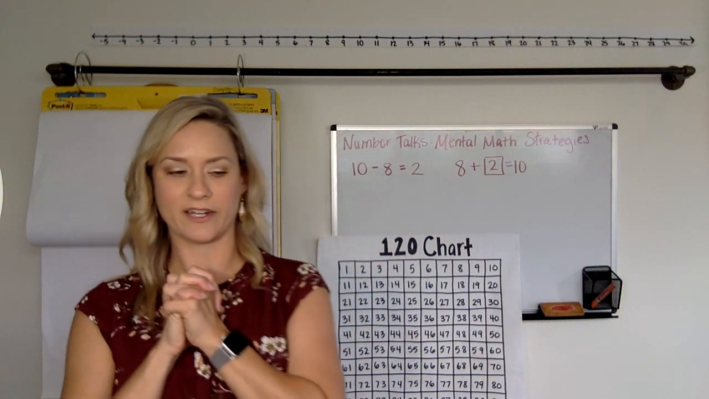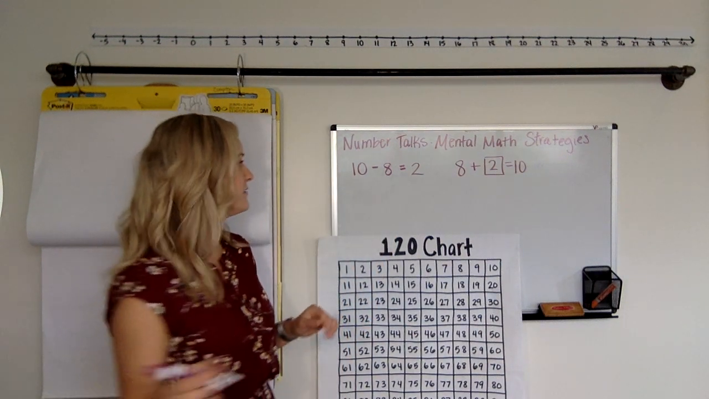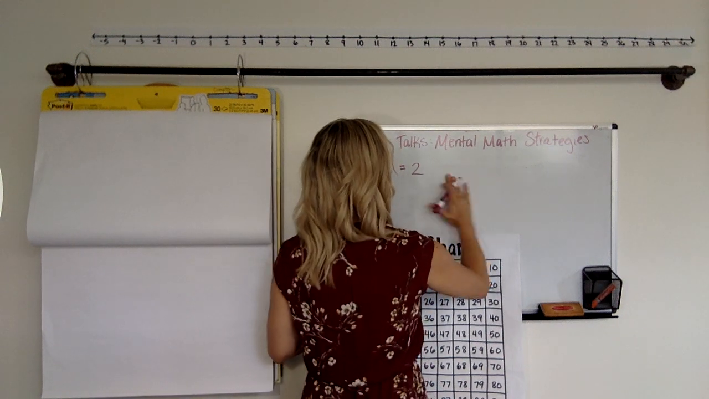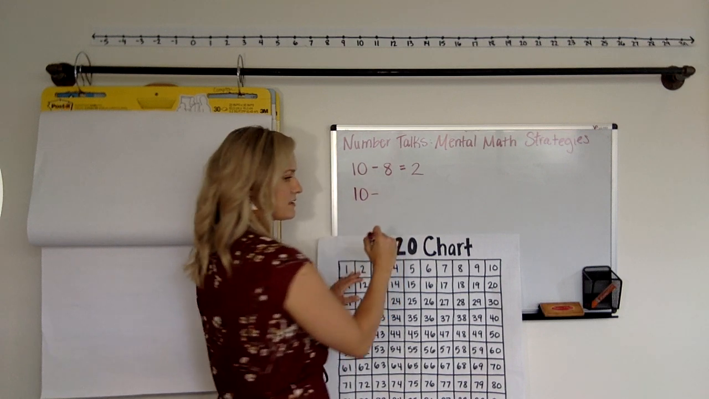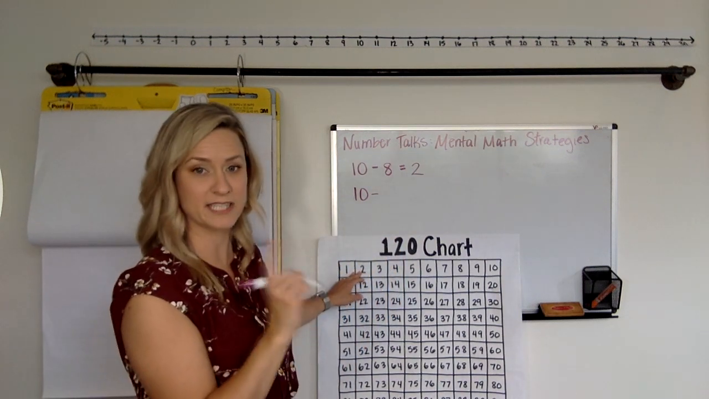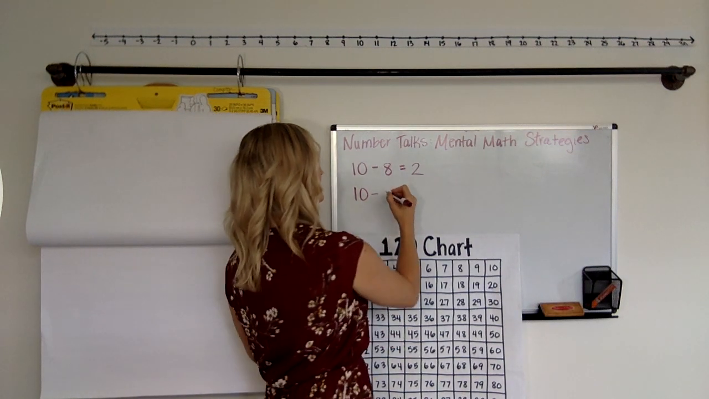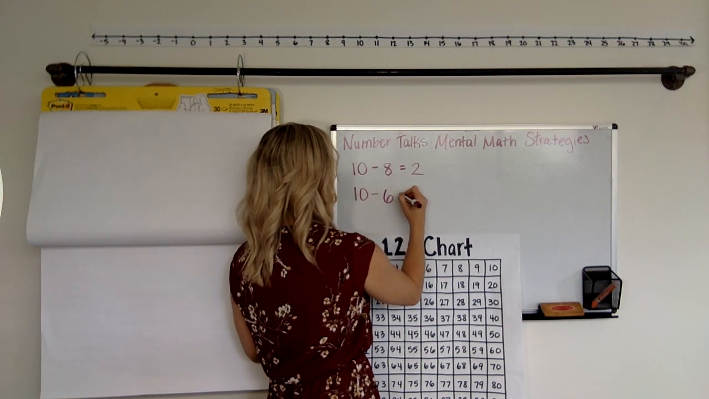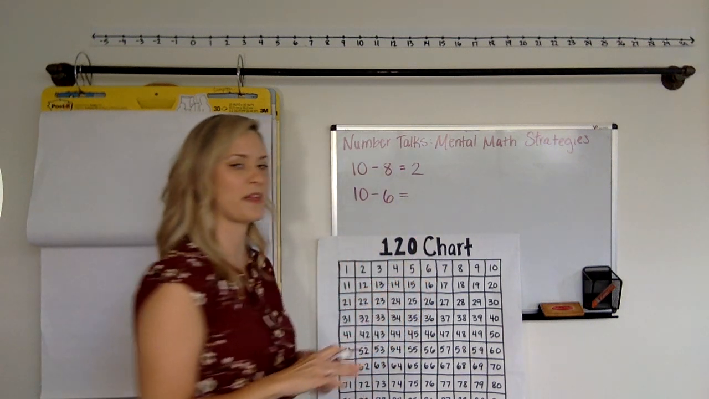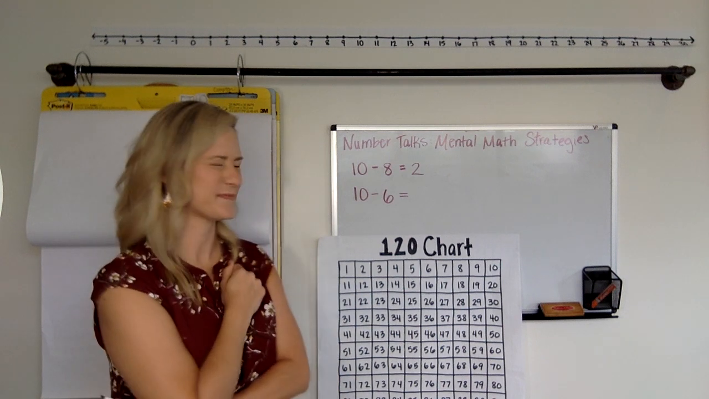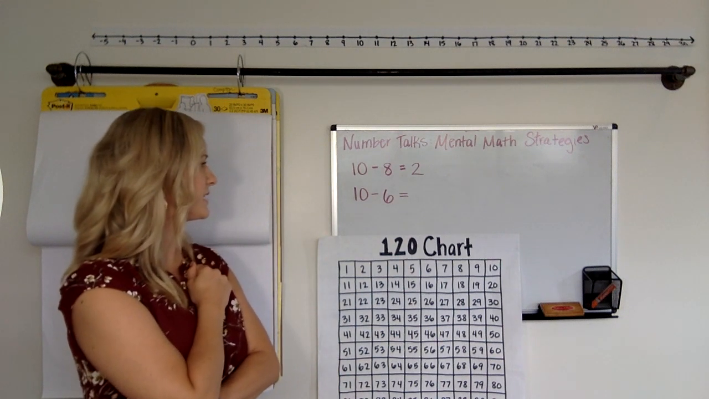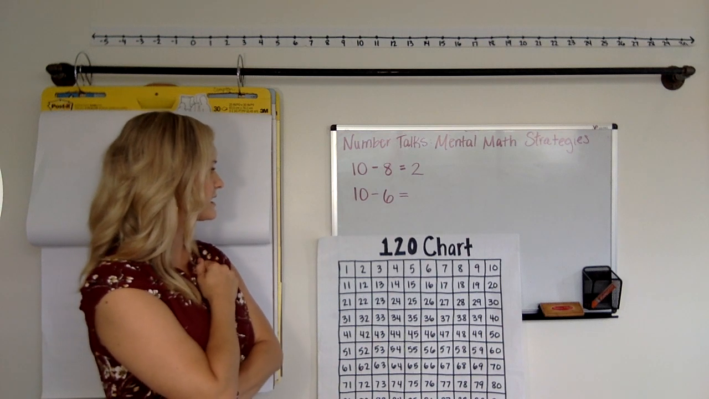All right, let's check out the next one. I've got 10 minus, not 8 this time, it's going to be 10 minus 6. Okay, so think about it. Let's go back to our heart sign. What do you think? Let's think. 10 minus 6.